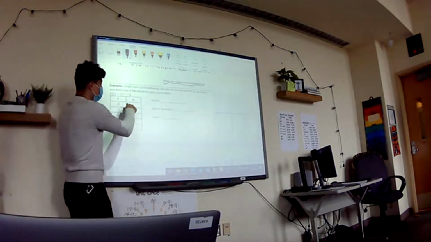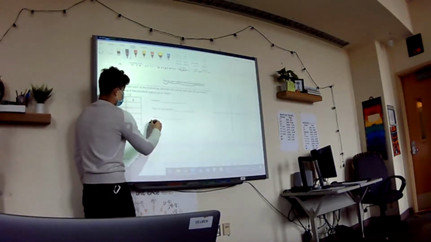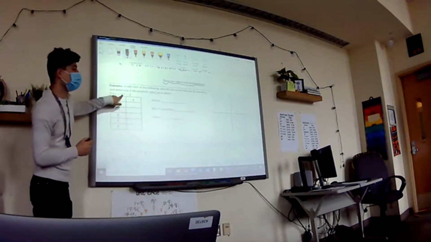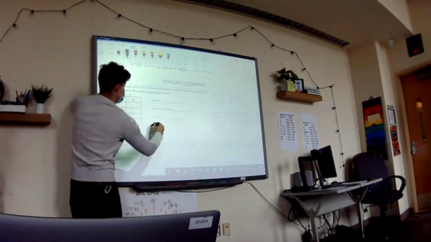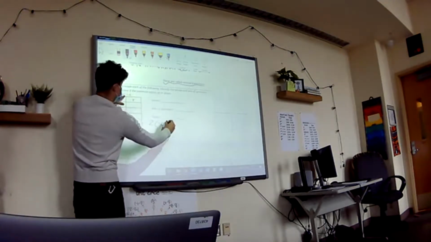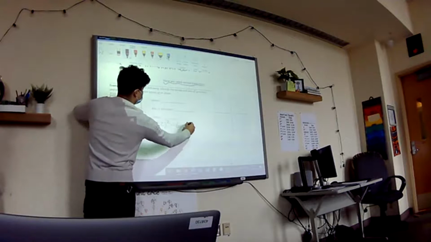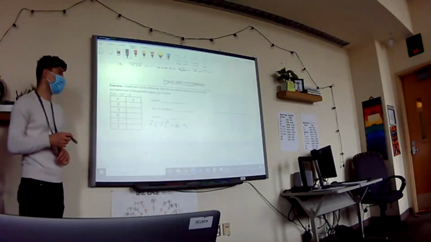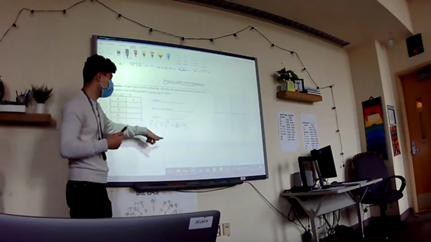Plugging -2 into here to find out what the y value is. Oh, shoot. Sorry, I'm just reading this. So that would be 2 times -2 in for x squared minus 6. All right, you could put this in your calculator, but I think that's just going to be a waste of time. It's easier to do it in your mind.